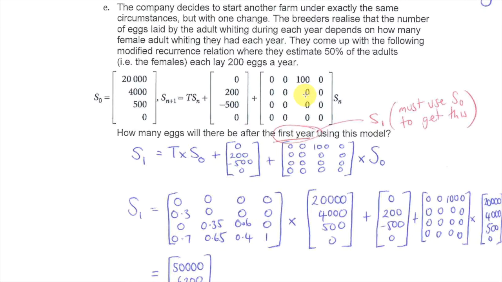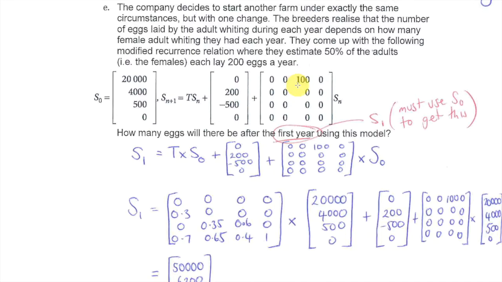Now, how was it that they come up with this matrix times that matrix and realize that that would work given this situation here? Well, what we're talking about in the question is that 50% of the adults will lay 200 eggs each. Now, given that initially there are 500 adults, 50% of that would represent 250. So there's 250 adults, and they each lay 200 eggs. So what we've got going on there is 200 times that 250 to give us the 50,000.